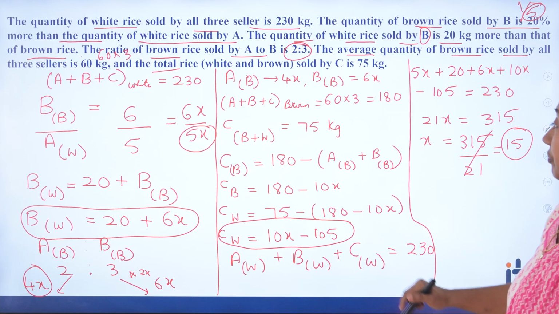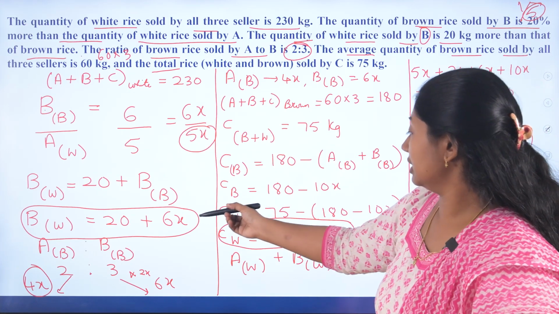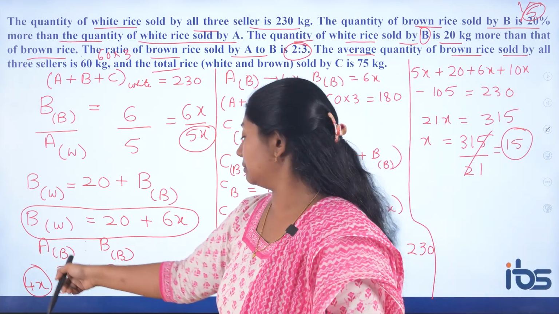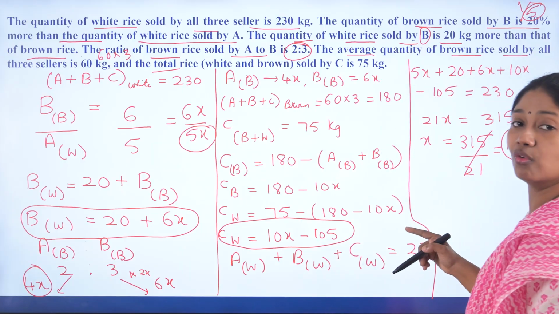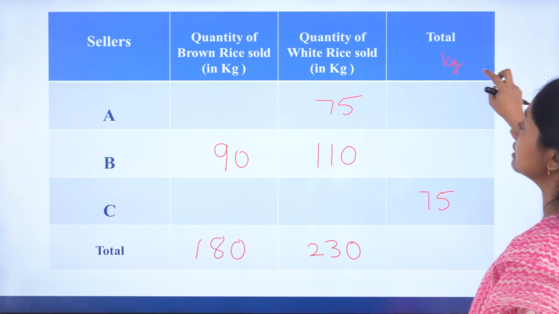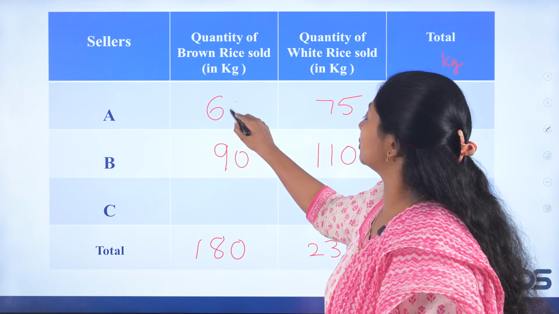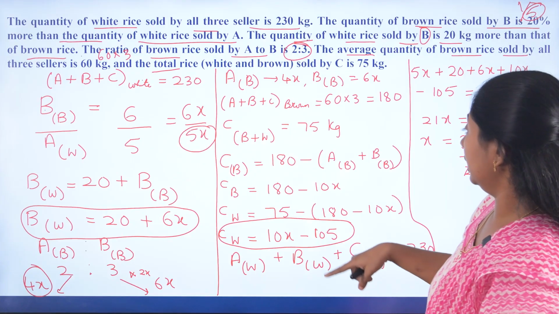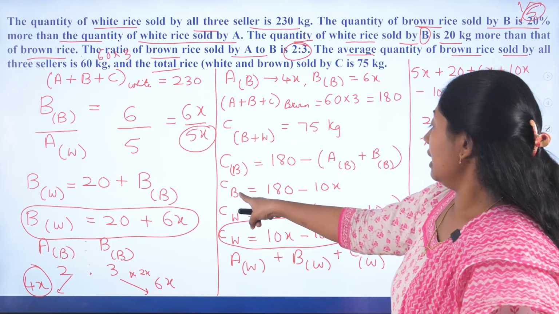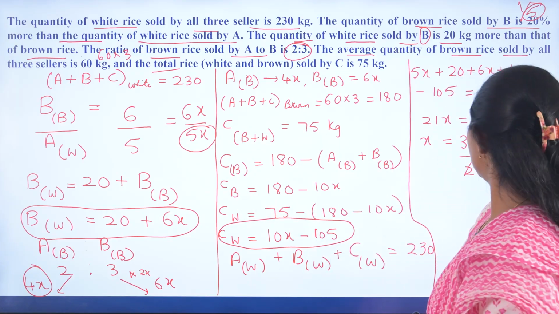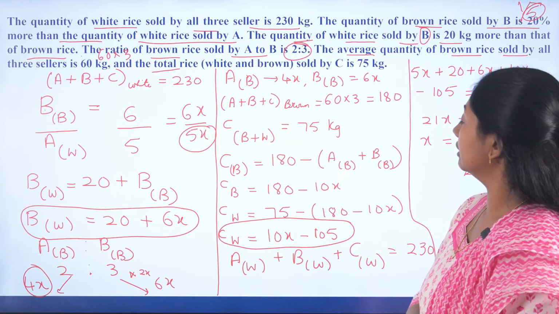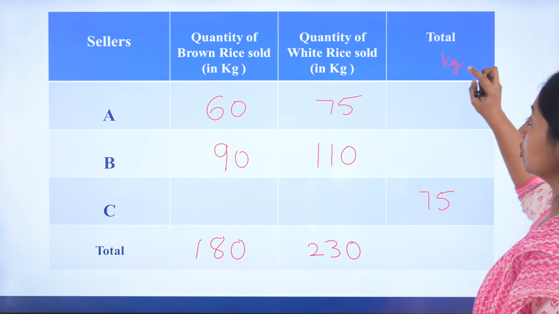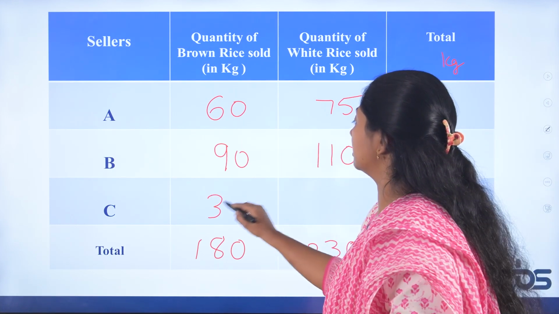Then next, what other values do we need? A and B we have got. So A's brown rice is 15 into 4, that is 60. That also we have filled. Then next, what do we need? From here, C's brown rice is 180 minus 150, that is 30. So C's brown rice is 30.